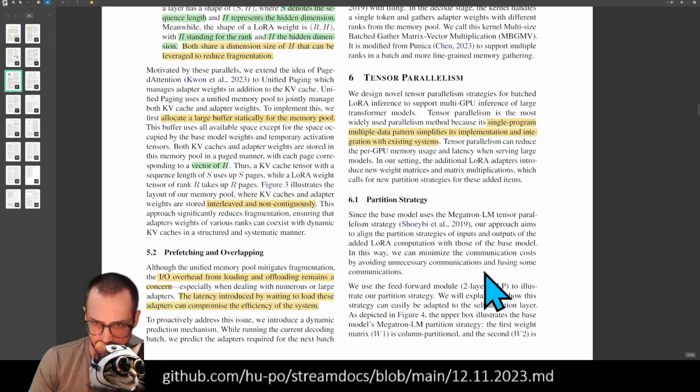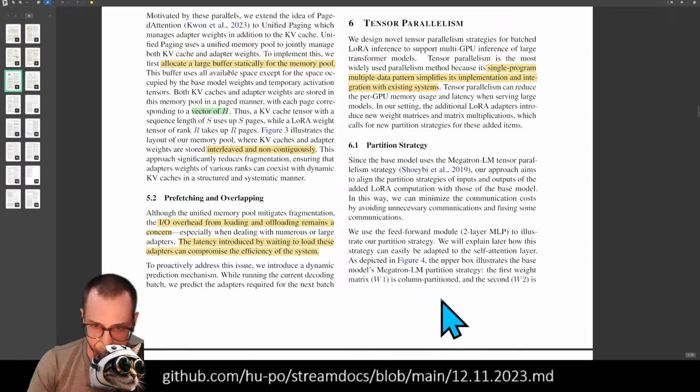In the base model, we use Megatron LM tensor parallelism strategy. Our approach aims to align the partition strategies of inputs and outputs to the added LoRa computation, which those are the base model. In this way, we can minimize the communication costs by avoiding unnecessary communications and fusing some communications.